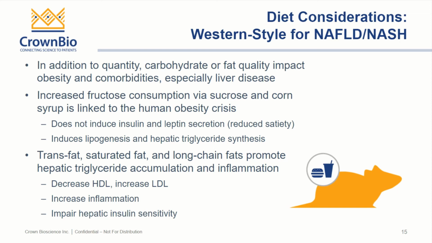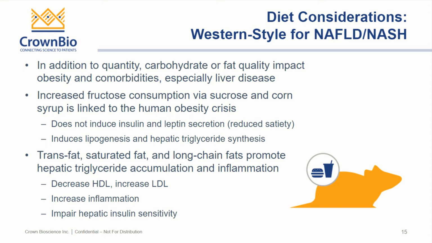Increased consumption of fructose, typically as sucrose or corn syrup, is a key driver of the human obesity crisis. Fructose fails to induce insulin and leptin secretion and does not cause satiety. Furthermore, it's been shown to cause increased leptin resistance in rats when consumed chronically, although a similar effect in mice is debated.